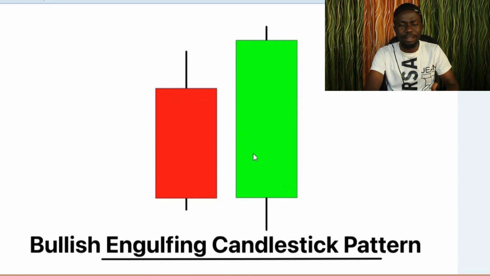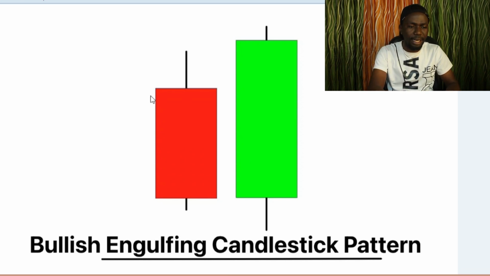So where do you identify this candlestick pattern? You identify it at an area of value, which is a support level, right? So when a trend is going on and the price gets to a support level, you should be looking for a bullish engulfing pattern. Once you identify this candlestick pattern at a support level, then know that the downtrend is over and a new uptrend is about to begin.